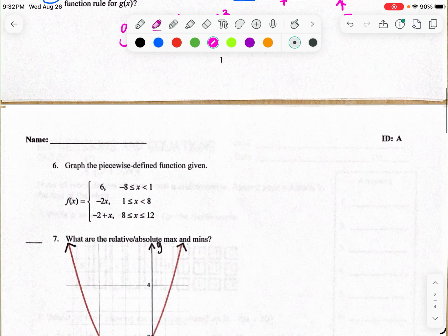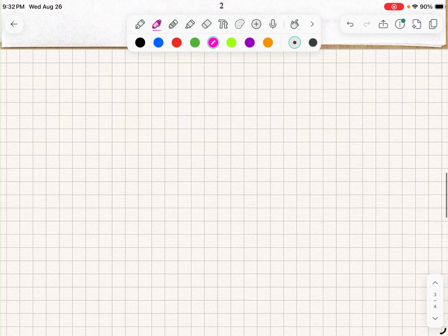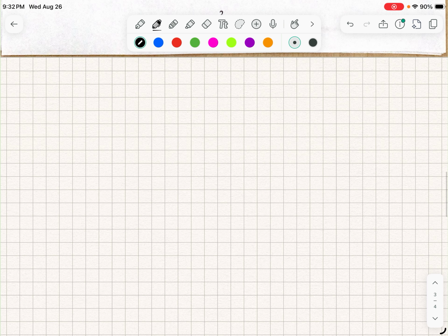All right, number 8, we are graphing this lovely piecewise function. So I'm going to come down here to my graph paper. Piecewise functions, yay, okay. One of them has a 12. Great, we love that. So the first one is y equals 6. If you recall, that is just a horizontal line.